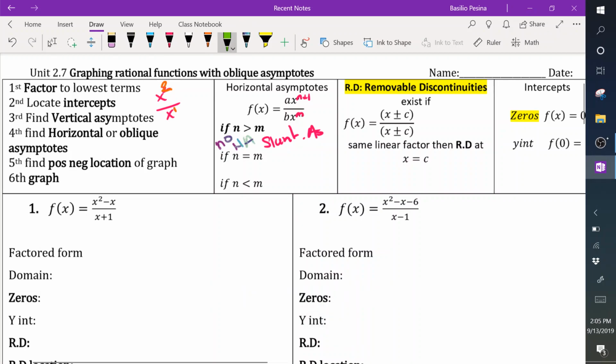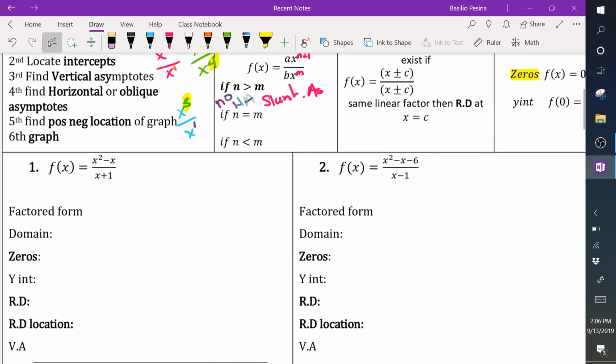We can try it again, x to the 5th and x to the 4th. This 5 is greater than the 4 by 1. And in scenarios where we have x cubed over x, this is bigger by 2, this is 3, this is still a 1, so we do not have a slanted asymptote, just no horizontal. So let's go ahead and check this out.